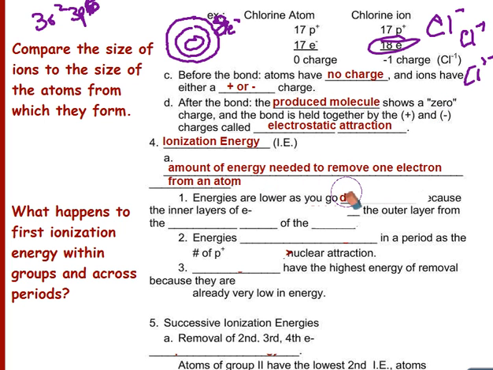Now, energies are lower as we go down a group, because the inner layers of electrons shield the outer layer from the attractive forces of the nucleus. So all those positive charges inside are getting blocked by all of the electrons in between the outermost electron, which is the one that's going to get pulled, and the nucleus. And so let's say you're talking about a 55 electron atom, number 55, which I think is cesium.